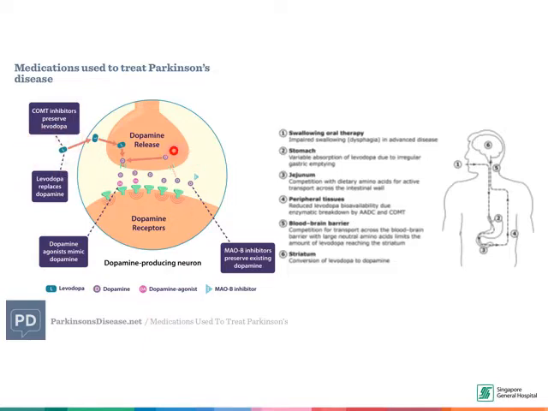There are also other types of Parkinson's medications. For example, COMT inhibitors help to preserve the amount of levodopa in the brain, and there are also dopamine agonists, which help to mimic dopamine, and then there are also the MAO-B inhibitors, which help to preserve the existing dopamine in the system.